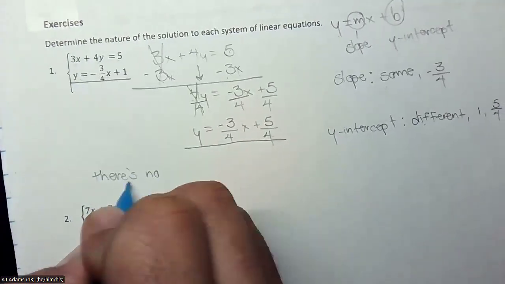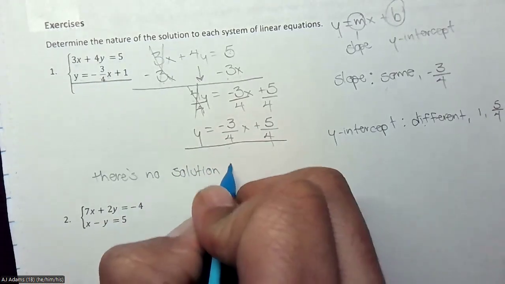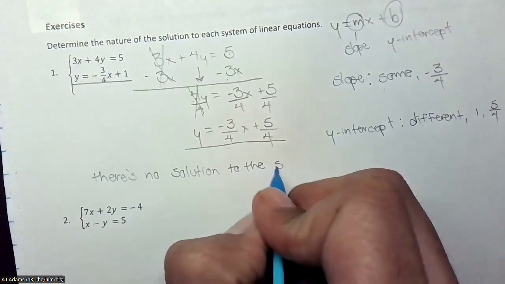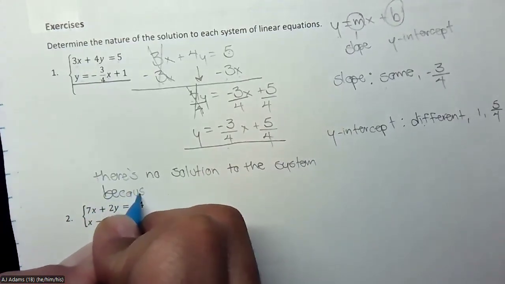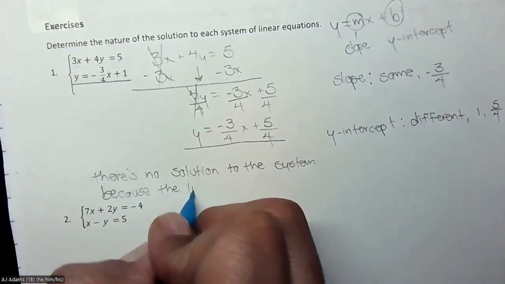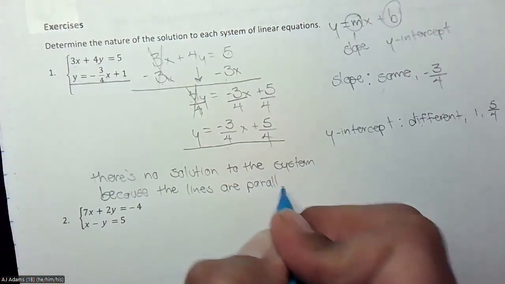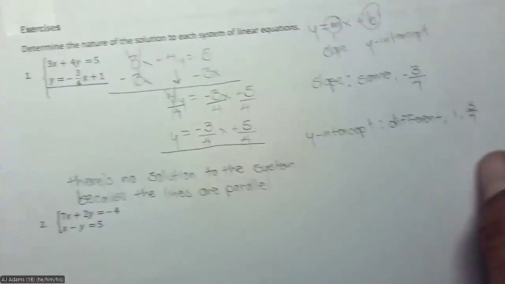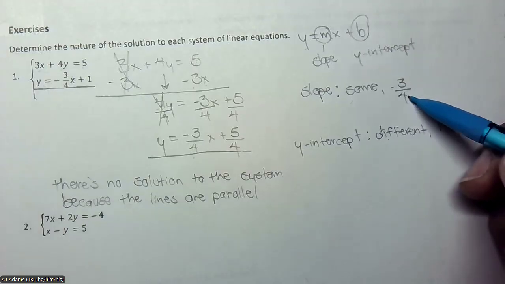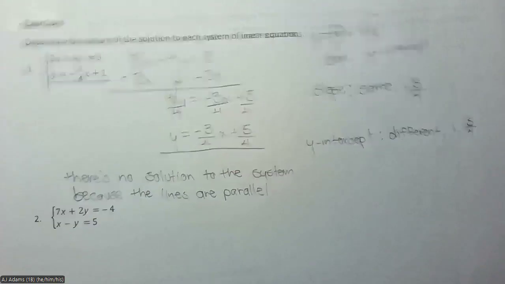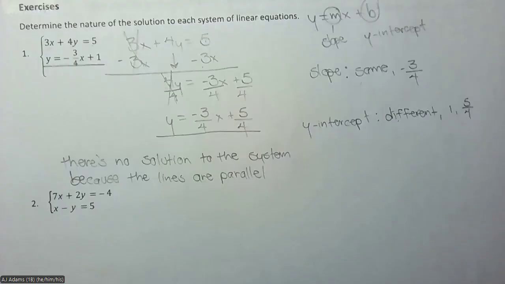There's no solution to the equation. Oh, sorry, there's no solution to the system because the lines are parallel. How do we know the lines are parallel? Why am I saying that they're parallel? Again, we learned in lesson 26 that when two lines in a system have the same slope but different y-intercepts, that means that when we graph them, they would be parallel, not crossing each other and not sharing any solutions.